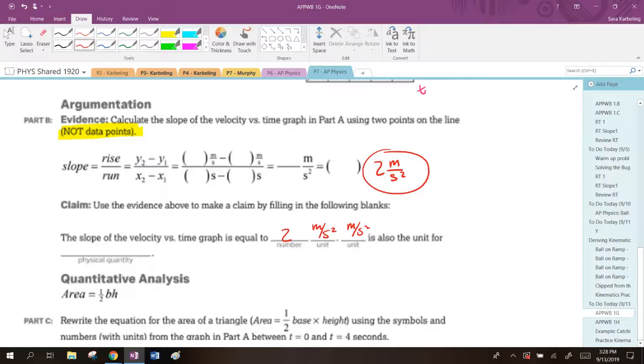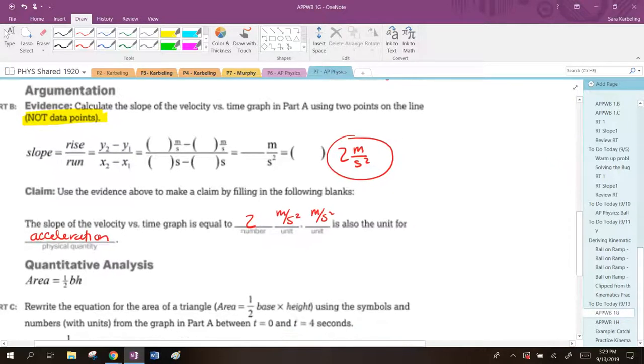I'm watching your mouths this time. Meters per second is also the unit for acceleration. It makes my heart so happy when you all think. Wow, that's nice. All right.